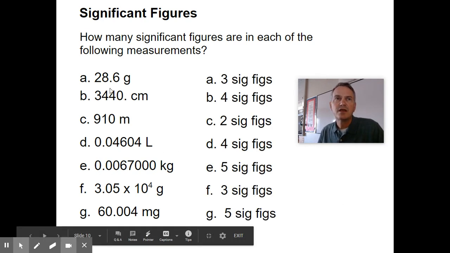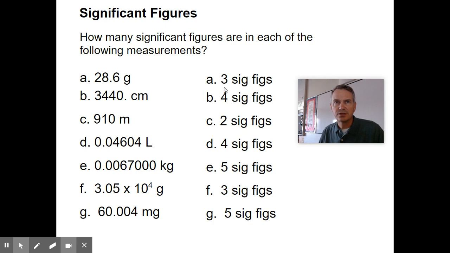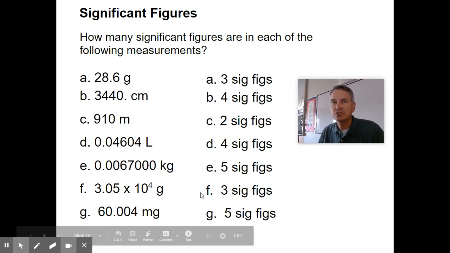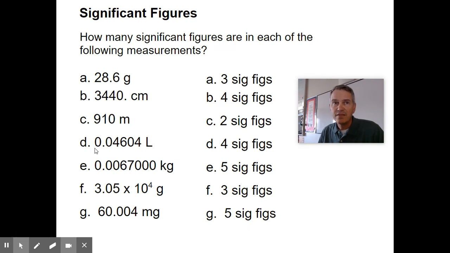28.6 grams. There's no zeros there, so therefore we have 3 significant figures. 3,440 centimeters. There's a decimal point there. That means the 0 is significant, so you should have 4 significant figures. 910 meters. That 0, because there's no decimal point, is not significant, so you have 2. 0.04604 liters. These leading zeros are not significant, but that one is. So 1, 2, 3, 4 significant figures.